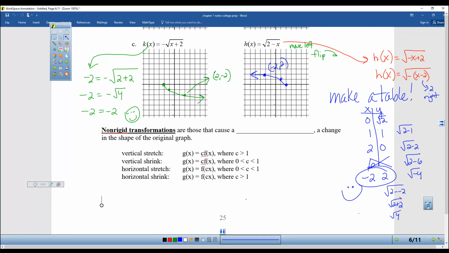All right, non-rigid transformations are those that cause a distortion. So your book has this whole way of talking about vertical stretch, vertical shrink, horizontal stretch, horizontal shrink. That's actually not how I do it. I feel like over the years I've found a better way that seems to work better for students. So I'm gonna show that to you, but then I'm gonna just teach it to you by example because I think that'll work better.